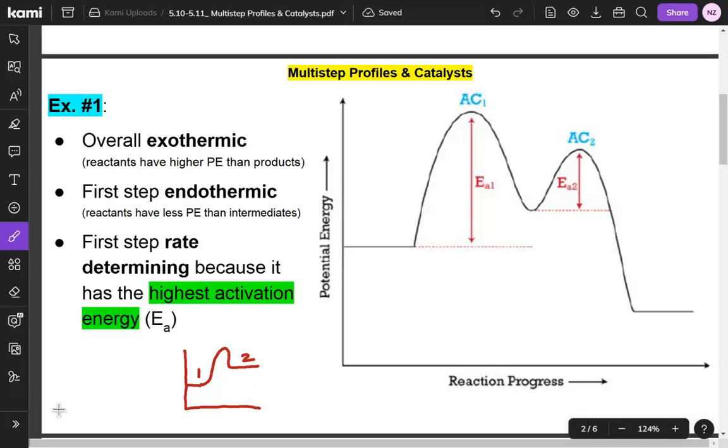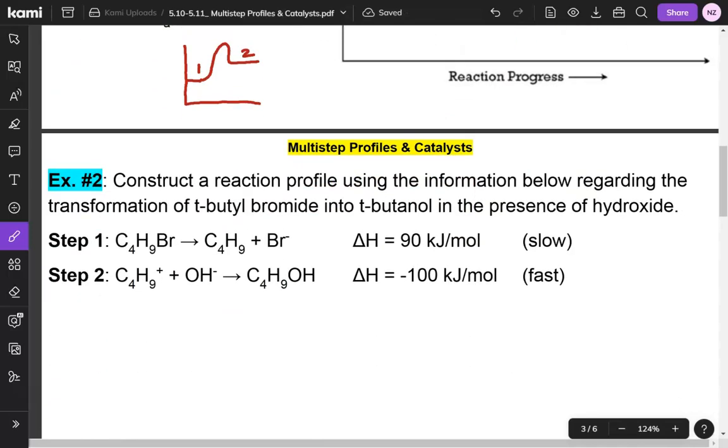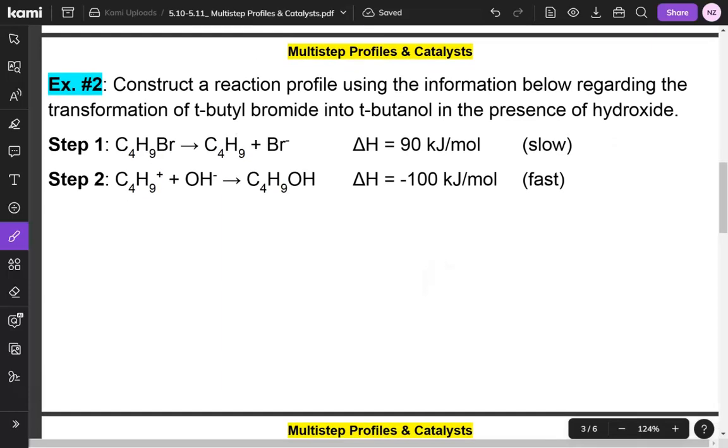And just like I mentioned on the previous slide, our valleys are where the intermediates are going to exist. So intermediates exist at those valleys in a multi-step profile. All right, so let's dig in with an example here.